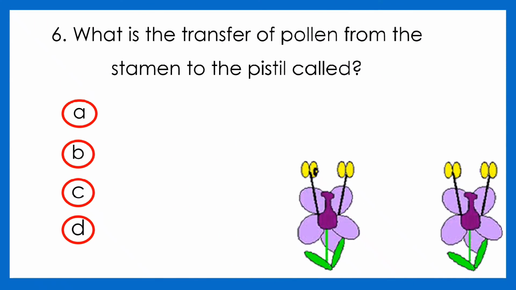Let's move on to number 6. What is the transfer of pollen from stamen to the pistil coat? So it can be cross or it can be self. Alright? So fertilization, letter A, fertilization.